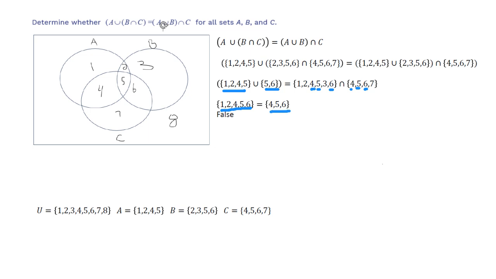So if we compare both of these sets, then we can see that they're not the same. So we say that this is false. It's not going to always be equal. So we say that it's false. Okay.